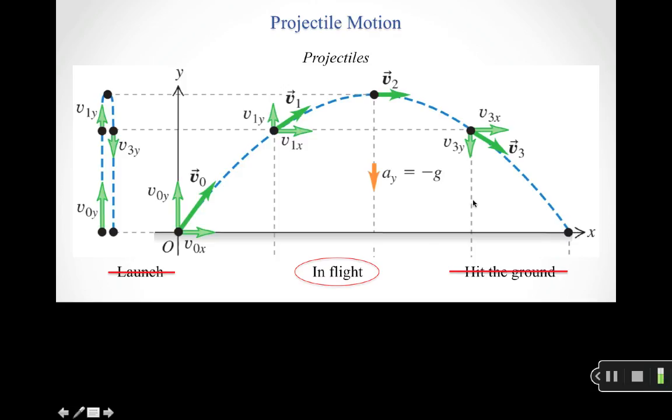So our projectile motion problems are only when the object is in flight. So the launch piece, that's a different piece. Hitting the ground, that's a different piece. We just care about the in-between. That's what our projectile motion is.